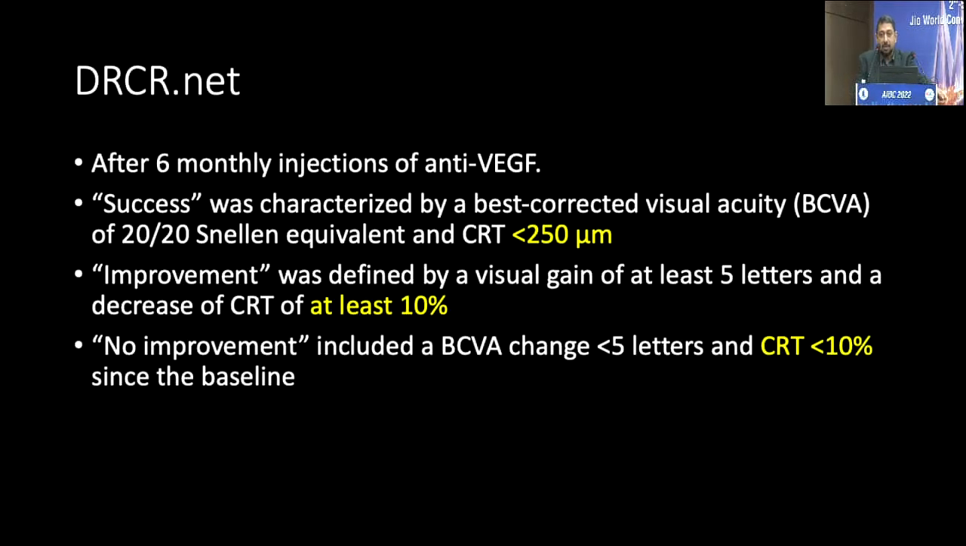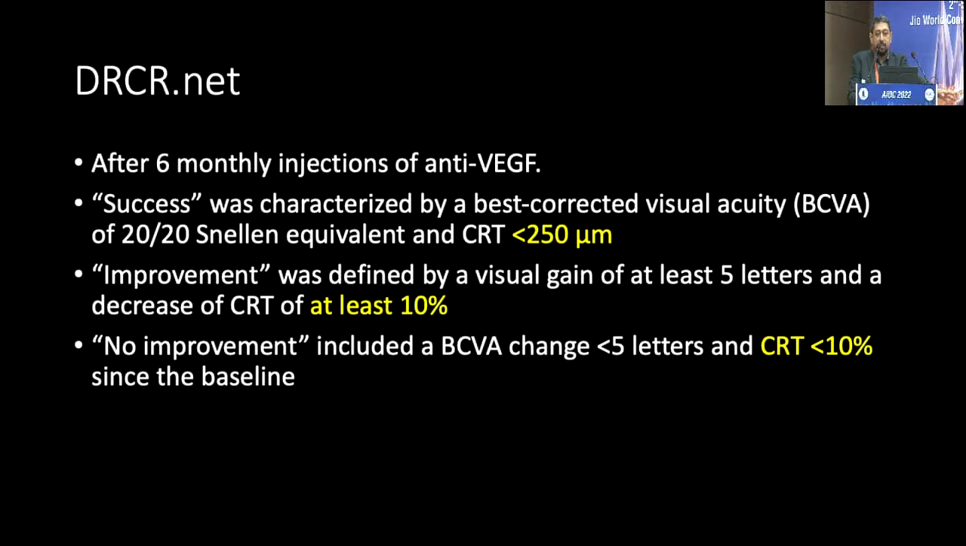And what was meant by success? Success in treating DME was defined as vision of 6/6 and central thickness of less than 250 microns. If you're using a Heidelberg, this 250 is 320 microns because the values are different. An improvement is when it improved by at least 10%. No improvement was when it didn't improve by 10%. There are 2 terms called futility and failure also.